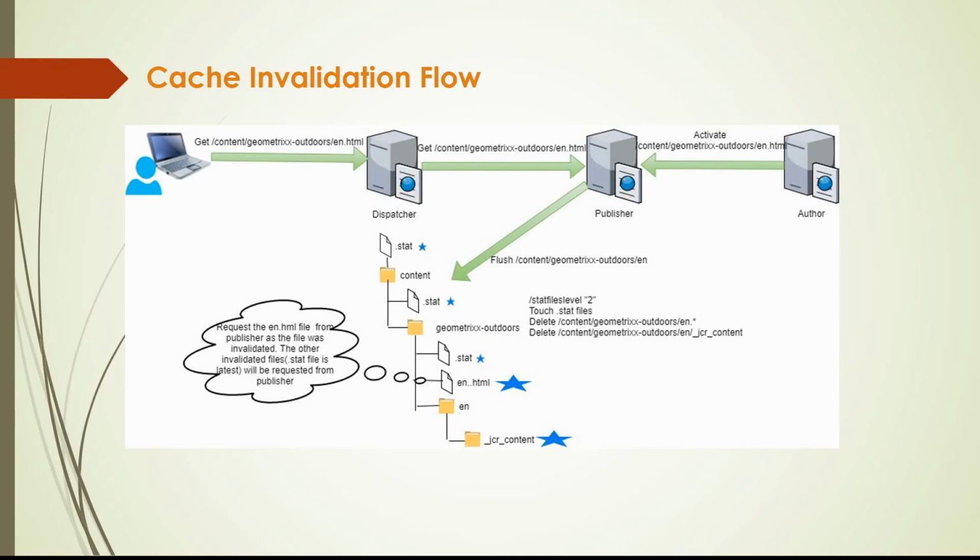Here, assume the .stat file level is 2. So the .stat file exists in the following locations: one at the root level, one at the content level, and another one at the geometrixx-outdoors level. Now the dispatcher touches the .stat files marked with the small star here. So 3 .stat files will be touched. Then it will delete 2 files: one is /content/geometrixx-outdoors/en.*, and another one is the /content/geometrixx-outdoors/en/jcr:content folder.